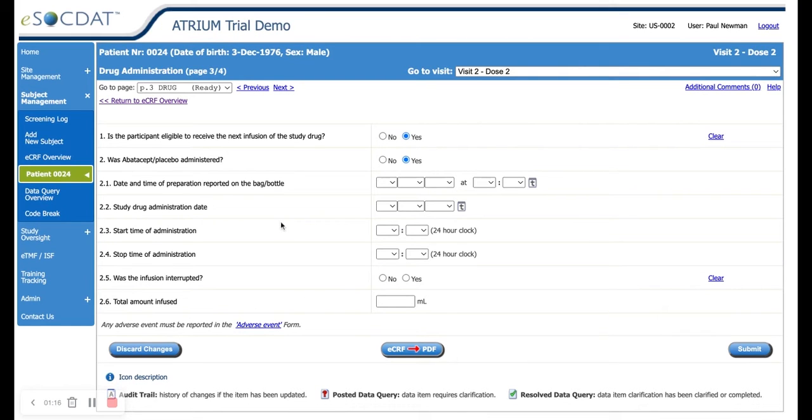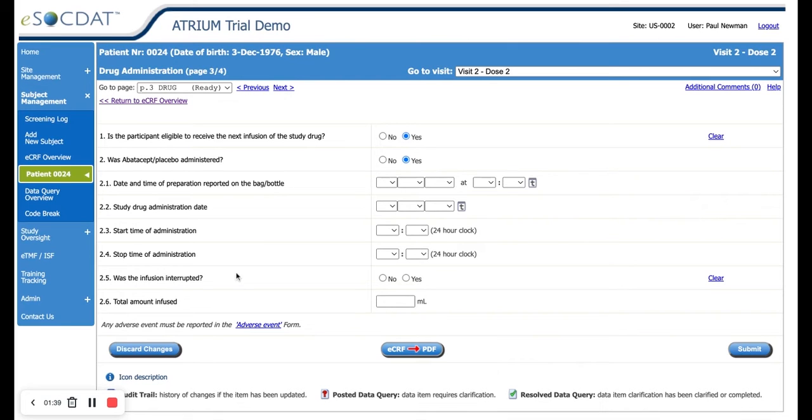You do not need to fill out questions 2.1, 2.2, 2.3, 2.4, 2.5, and 2.6 until after the study drug was infused. However, you do need to complete number 1 in order for the study participant to receive the second dose.